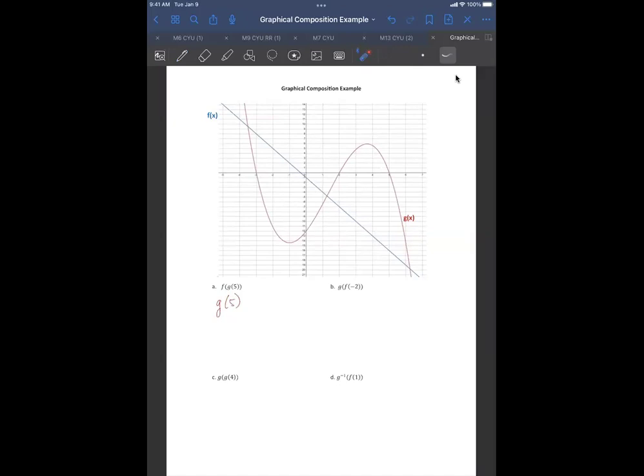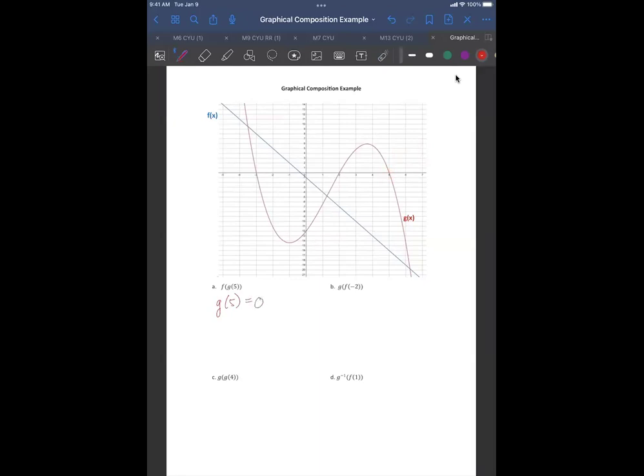So since we're working with a graph, I'll be looking on the x-axis for an input of 5. And once I locate an input of 5, I'm looking specifically for who that pairs with on the red function named g. And it just so happens it's actually on the x-axis. An input of 5 pairs with 0. That ordered pair right there is 5, comma 0. So when you input 5 for the function named g, you get 0. So g of 5 is 0.